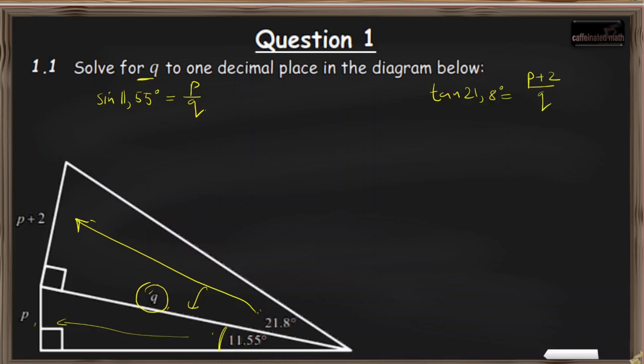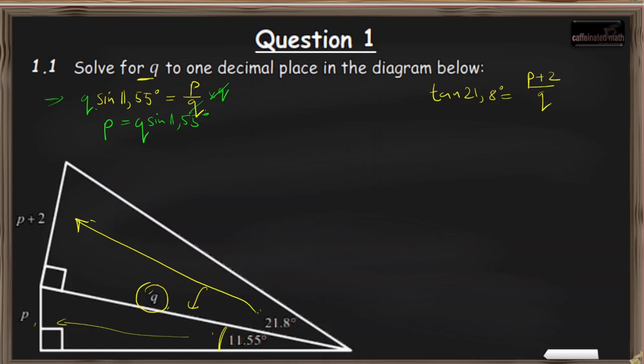Q. Well, what tools do I have to sort this out? Well, if I set both equations and make P the subject of these equations, what I then have is a way to eliminate P. So let's get to doing that. So for our sine equation, I'm going to multiply both sides by Q because that eliminates the denominator on the right hand side. And I have P equal to Q sine of 11.55 degrees.